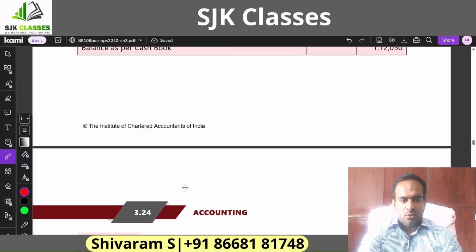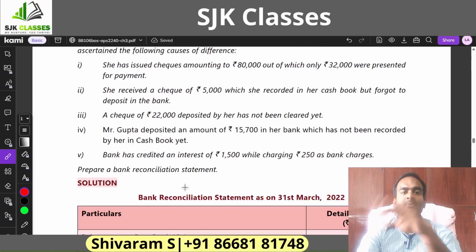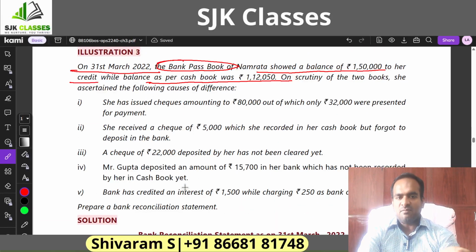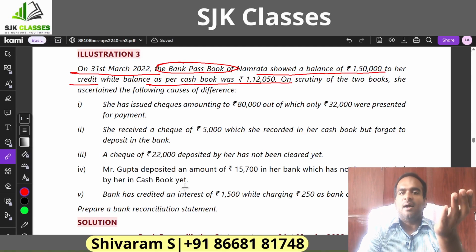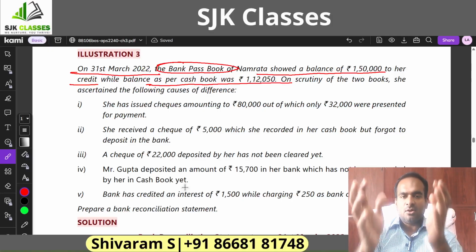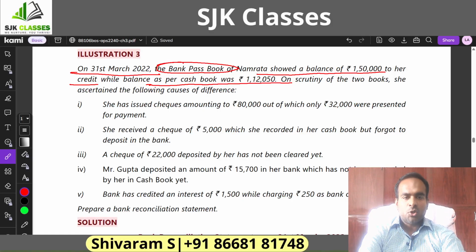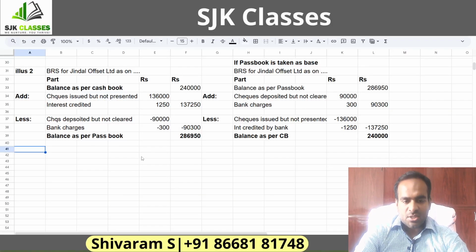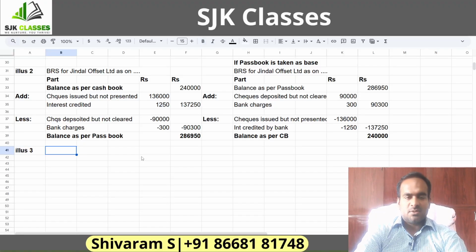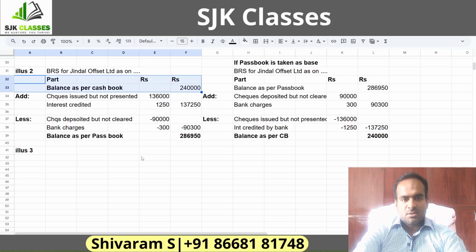Now let's do one thing. We will take cash book as a base here, because for passbook you have the answer key. You can refer to the answer key. For cash book, we'll take cash book as a base and try to arrange the passbook balance. Either way, the logic will remain the same. Whichever book you take, the answer will not change. So for illustration number 3, I'm going to start with cash book as a base. So what is the structure? Just get this here.